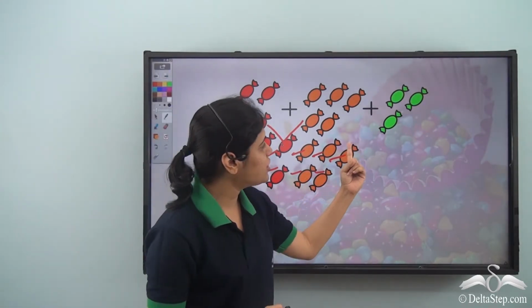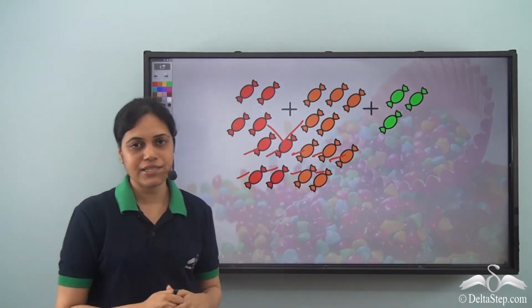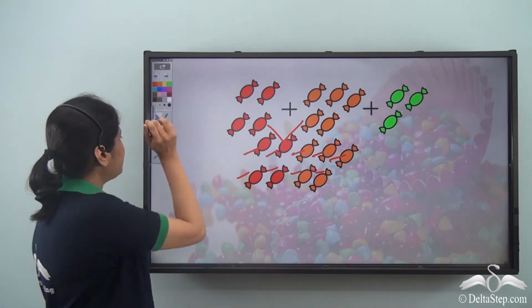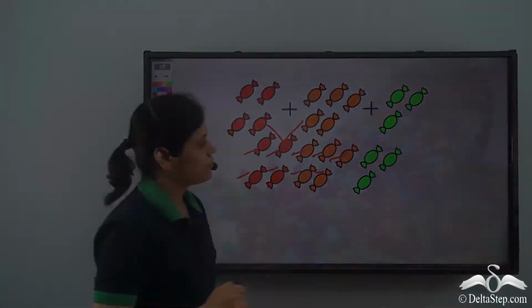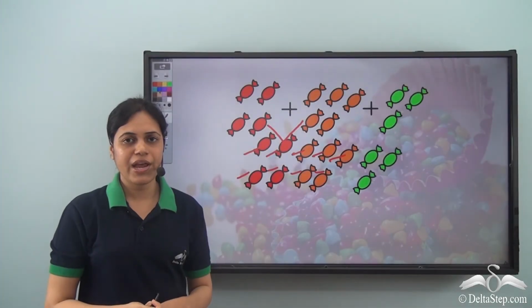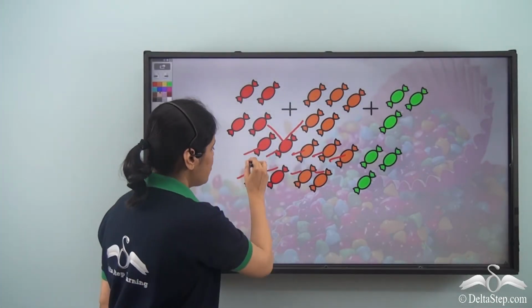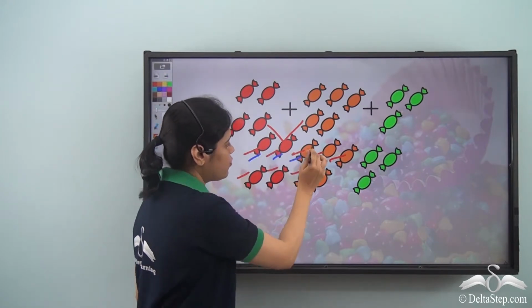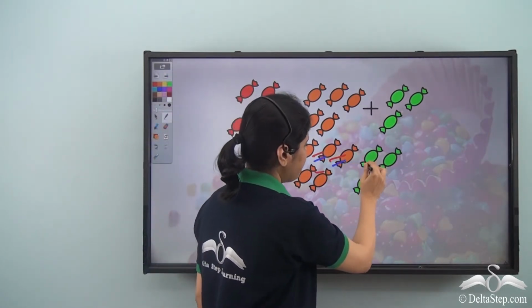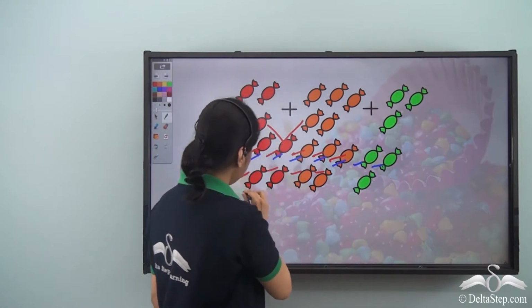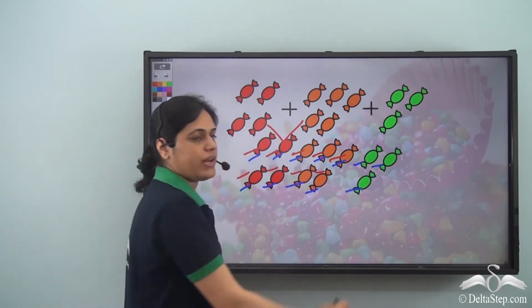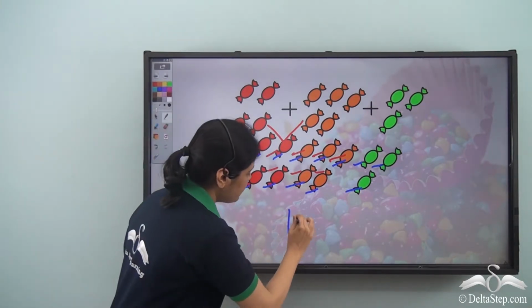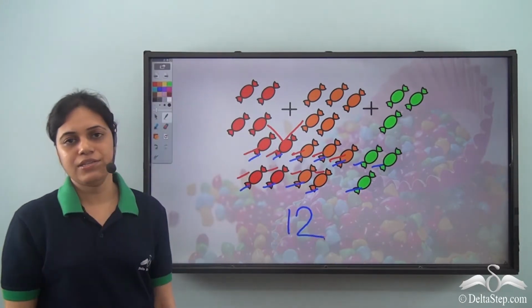Now I need to add these green candies as well. So let me bring these green candies here. Now how many candies do I have? Let's count. 1, 2, 3, 4, 5, 6, 7, 8, 9, 10, 11, 12. So I have 12 candies.